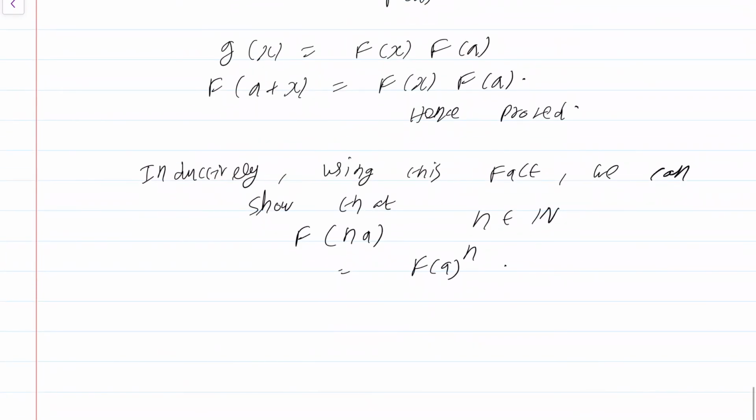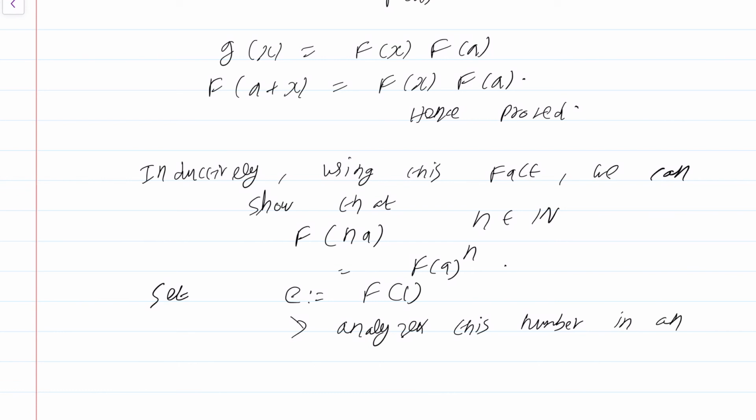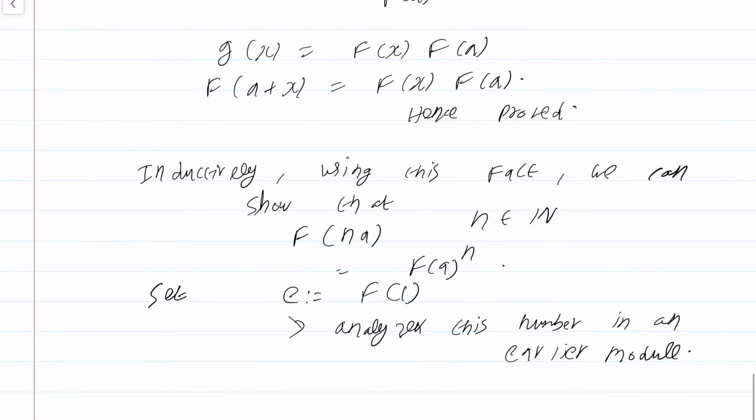This is certainly true when n equal to 1. When n equal to 2, we just say f of a plus a is just f of a squared. That is what the previous result is saying. Inductively, it's easy to show this. Now set e to be equal to f of 1. We have already analyzed this number in an earlier module. In particular, we have shown that this e is actually an irrational number.